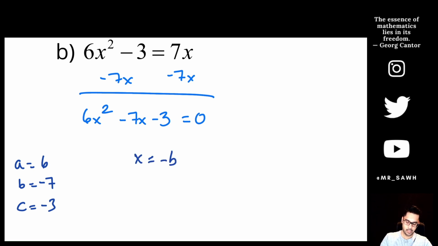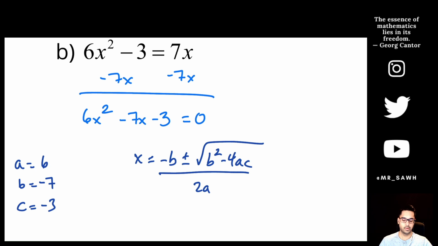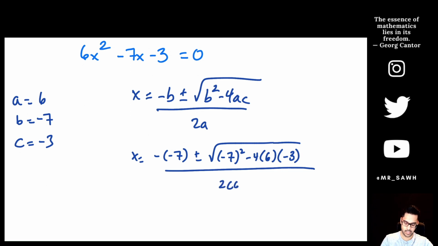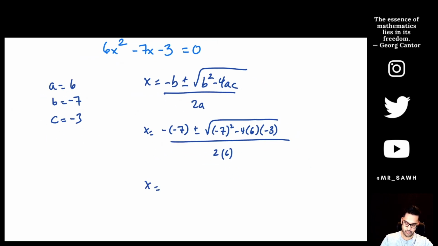So x is equal to negative b plus or minus the square root of b squared minus 4ac, divided by 2a. Same formula once again, so throw in all the numbers. So x equals negative b, so negative negative 7, plus or minus the square root of negative 7 squared minus 4 multiplied by 6 multiplied by negative 3, divided by 2 multiplied by 6. Okay, so I've got a little bit of a larger number underneath that root sign now. So that's positive 7 plus or minus, and then our number underneath.